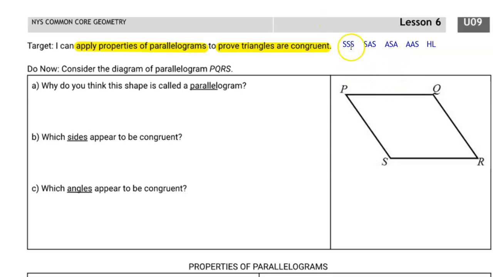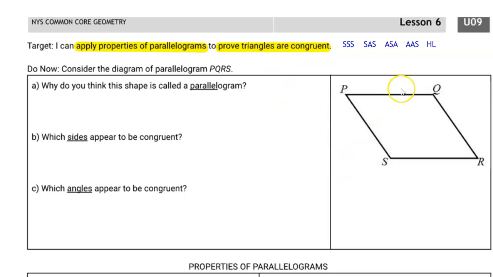In order to prove 2 triangles are congruent, you can say that 3 pairs of sides are congruent, or 2 pairs of sides and the included angle are congruent. You can say that 2 pairs of angles and the included side is congruent. You can say that 2 pairs of angles and the non-included side is congruent. Or you can prove that it's a right triangle and say that the hypotenuses are congruent and one of the legs from each triangle is congruent. So those are the 5 different methods to prove that triangles are congruent.